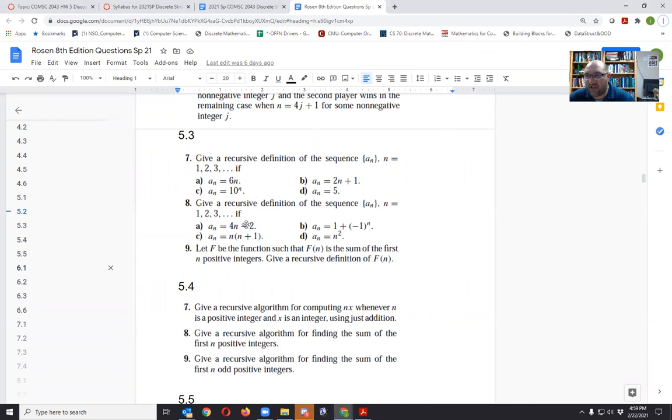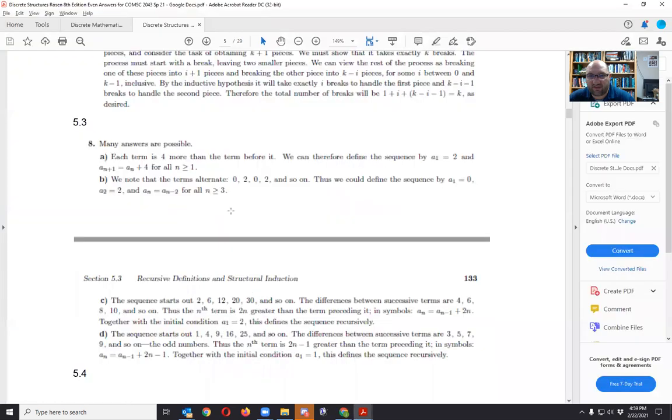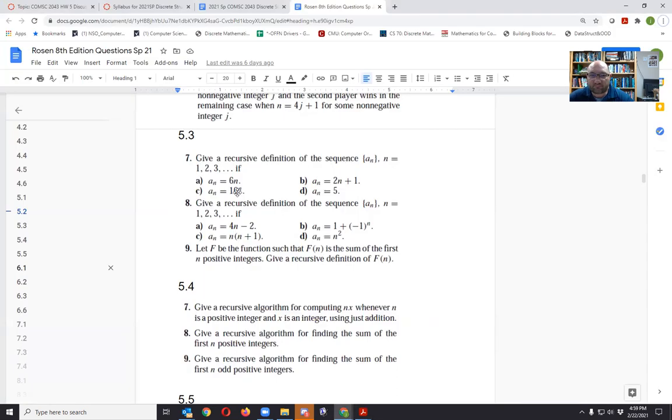I think that'll just be a sub n plus 1 equals 4 plus a sub n, and a sub 1 equals 2. So let's find out if that's what I said. A of n plus 1 is a of n plus 4. Yep, a of 1 equals 2. Okay, so that is what we said.